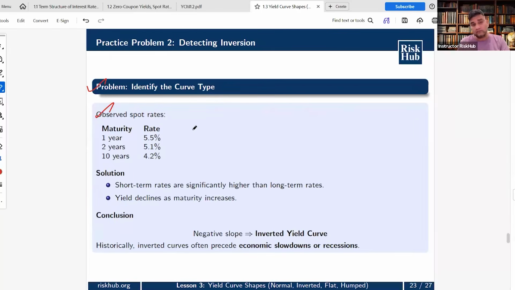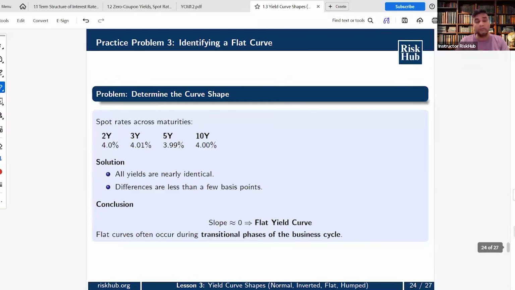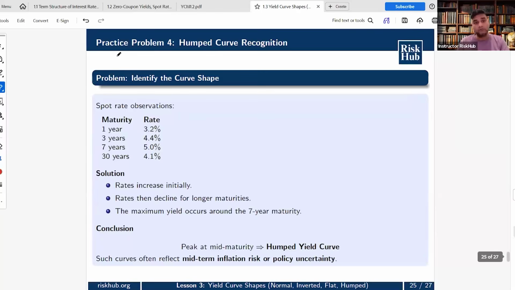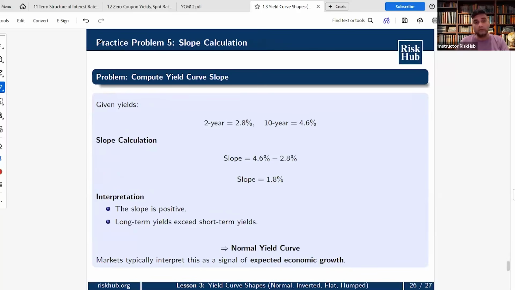You have to identify the curve type, solution and conclusion are given, historical data is given. Same thing here, practice problem number 3, identifying a flat curve. The rates are given, spot rates are given across maturity, solution, conclusion, and analysis is given. Then problem number 4, humped curve recognition. Again, spot rates are given, solution, conclusion, result is given. Then you go to practice problem number 5.